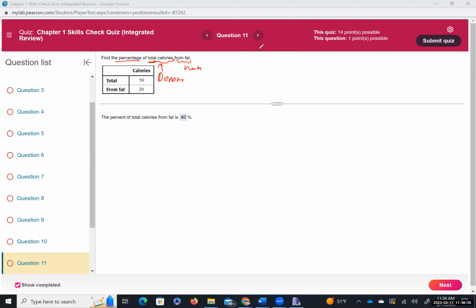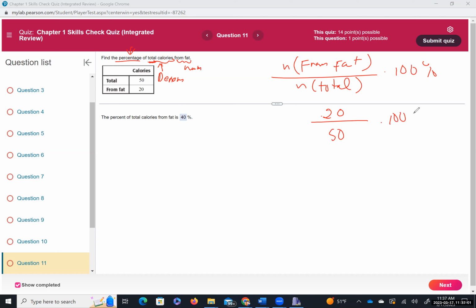So that means the number of calories from fat divided by the total number of calories, and because it asks for a percentage, we have to multiply by 100%. So you have 20 divided by 50 and multiply by 100%. Use a calculator and you will get 40%. That's the reason why we have 40% here. Okay, let's move on.